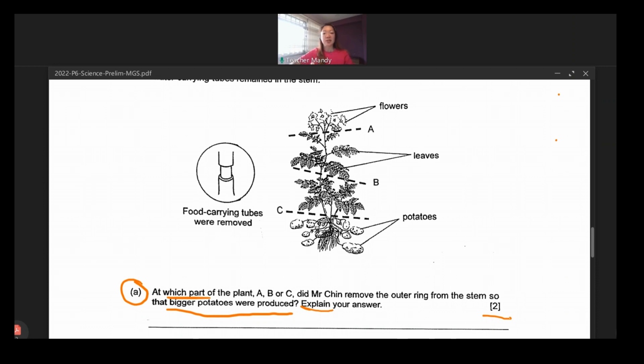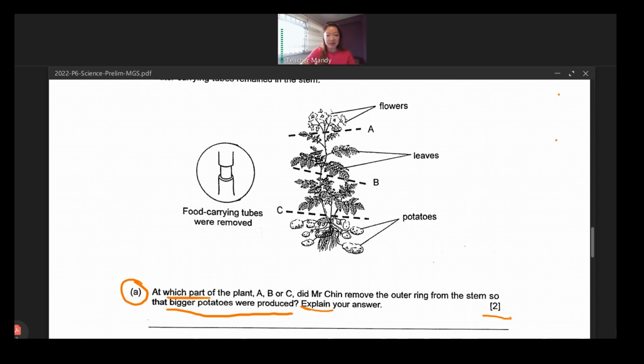So first, you have to tell me which part. Is it A, B, or C? That will be 1 point. And the other point would be the explanation. Now, if you look at this, in order to get the biggest potatoes, we would actually need as much food to be stored as possible.